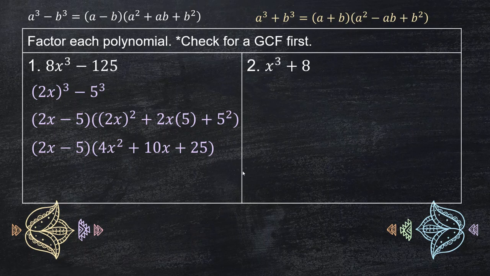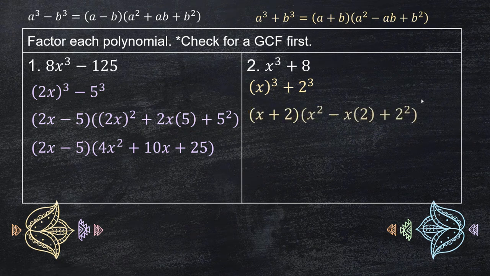Number 2, we've got x cubed plus 8. 8 is 2 cubed, so when I write that as the sum of cubes, now I can follow this formula. In place of a, we would have x, and in place of b, we would put 2. So our first factor will be x plus 2, and then the next factor, we'd have x squared minus x times 2 plus 2 squared.